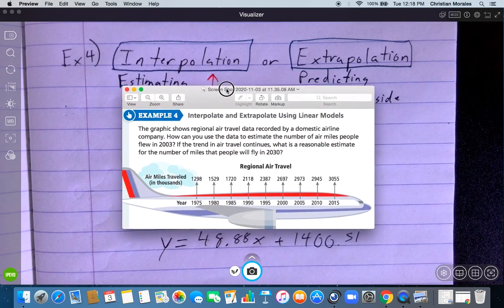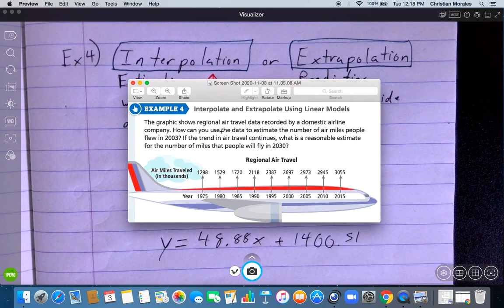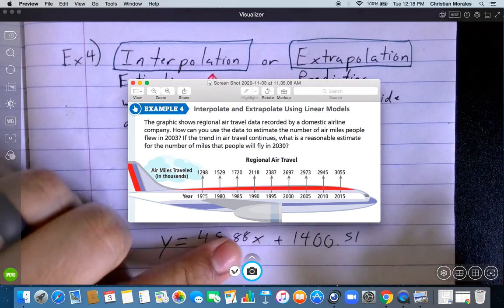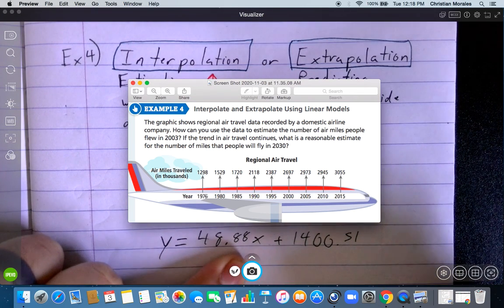All right, now, here's what we're gonna do with it. They're asking us, estimate the number of miles people flew in 2003. Well, there is no 2003 in the data, right? What are we using? Interpolate or extrapolate? We're gonna interpolate, because this is within the data, and we want to know what happened in this year right here. We're gonna use this equation and plug in a number to represent 2003. Now, 2003 would be 28 years since 1975. So what we're going to do is simply replace x with 28.